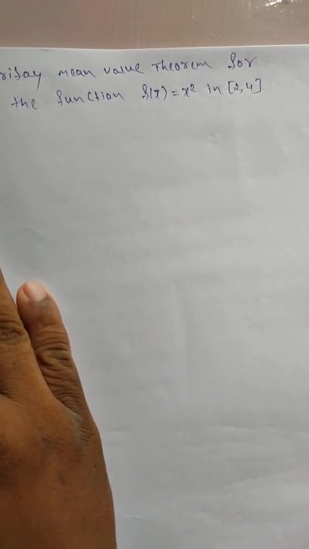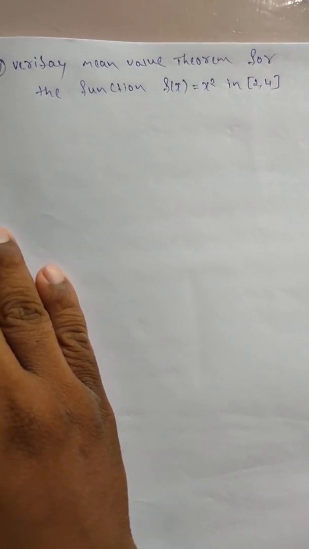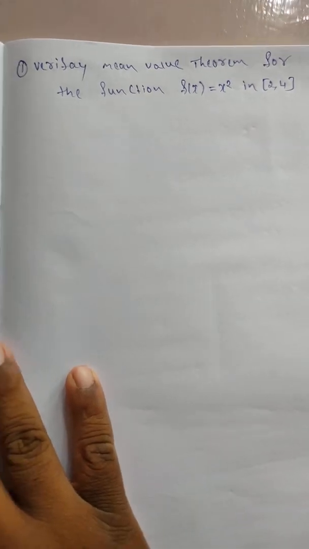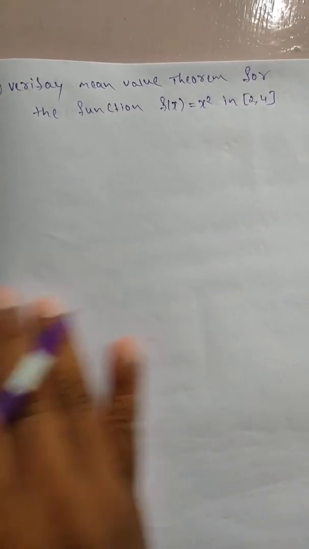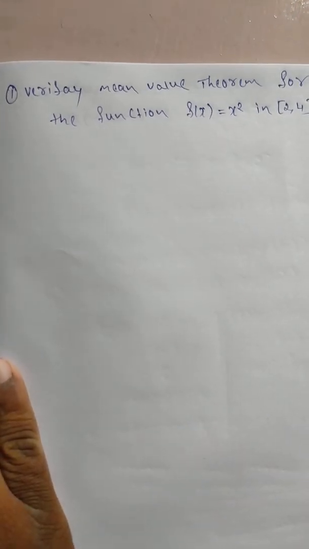So in the last class we discussed the Rolle's theorem. Now in this class we'll discuss the mean value theorem. Verify the mean value theorem for the function f of x is equal to x square in the closed interval 2, 4. We know that in Rolle's theorem you want to check three conditions.